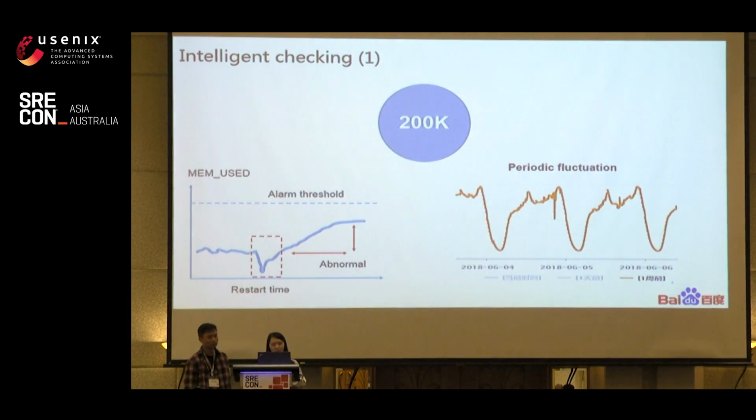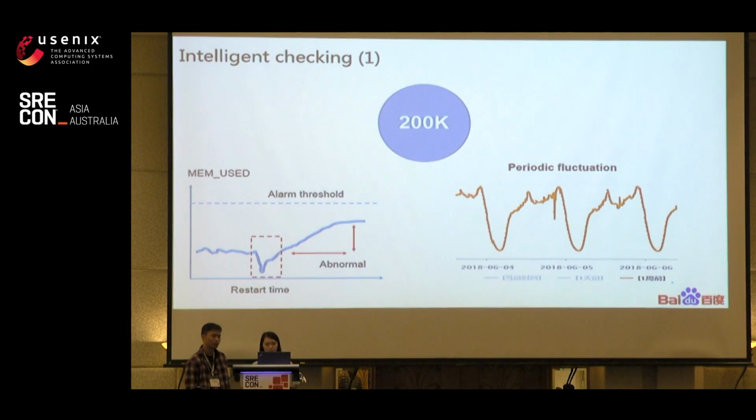Okay. But new problems have come into being. The monitored indicators number of some modules had reached 200,000, and the current checking can only cover the indicators selected by SRE, less than 100. And the static threshold is either too high or too low.